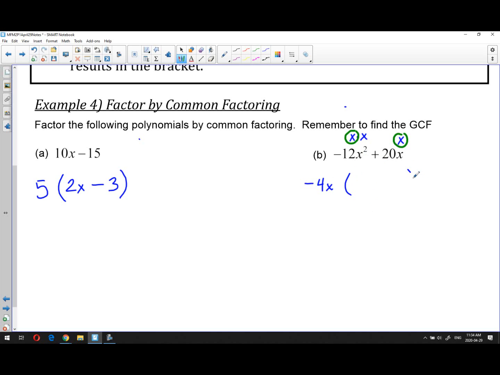We open up a set of brackets, and now we divide. Negative 12 divided by negative 4 is positive 3. Now x squared divided by x. We had two x's being multiplied together, but we took one of them away, so what's left is just a single x. And now 20 divided by negative 4 is negative 5. We had this x, but we took it away, so there should be no x here. Negative 4x multiplied by 3x minus 5.